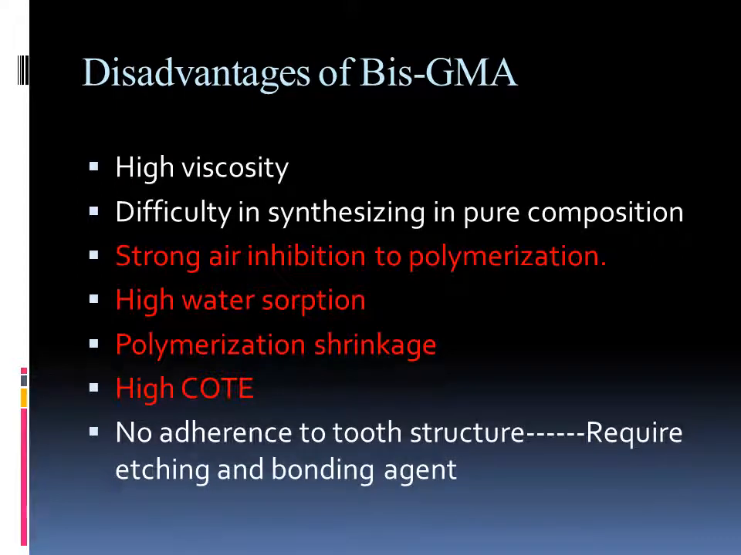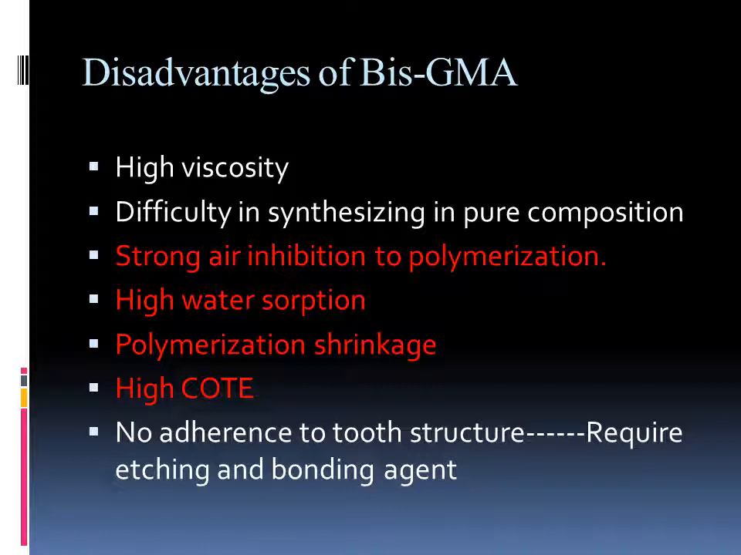Disadvantages of bis-DMA. As we mentioned, it is highly viscous. It is difficult to synthesize in pure composition. It has a strong air inhibition to polymerization, which means that if it absorbs oxygen, polymerization may be inhibited. It has a high water sorption, that is the tendency to absorb water. Polymerization shrinkage is present, and it does not bond to the tooth structure directly. It requires etching and a bonding agent.